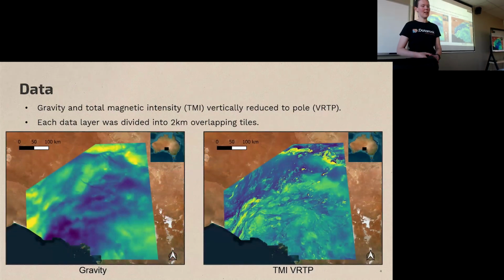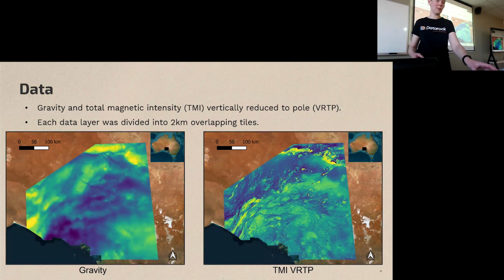So the data used in this test is airborne gravity and total magnetic intensity that was vertically reduced to pole. In case anyone's not familiar with this sort of data, airborne geophysics is geophysical data that's collected from either a plane or a helicopter that flies a survey pattern across an area. In this study, we used just the two inputs, but any other airborne geophysical layer or even some ground layers could be used. It just depends on which layers are available and which provide the most information about the lithologies that you're interested in. Each data layer in our test was divided into 2 kilometre overlapping tiles for the processing.